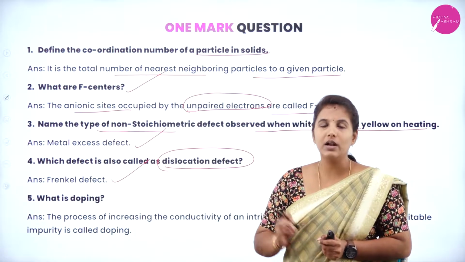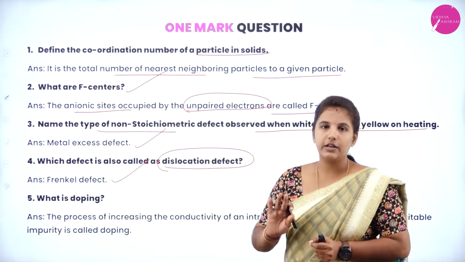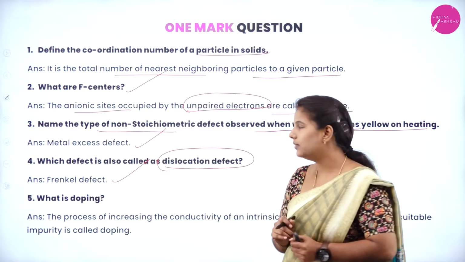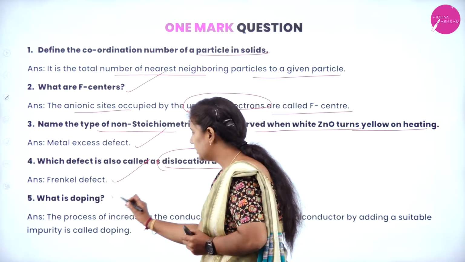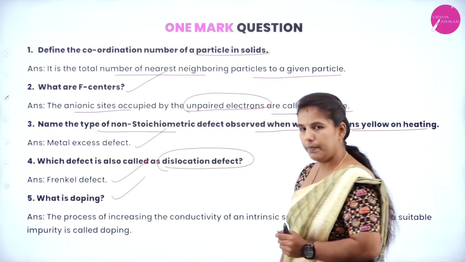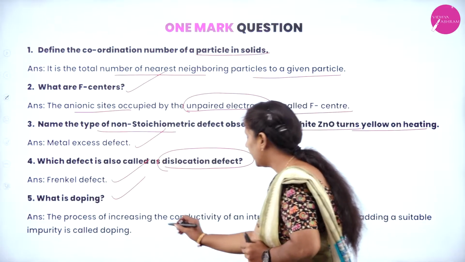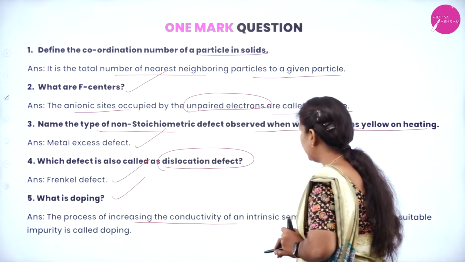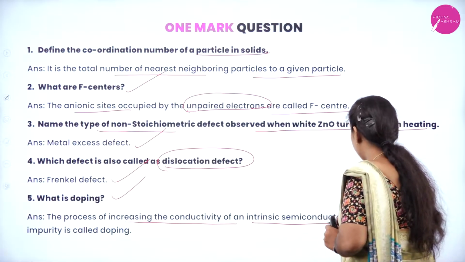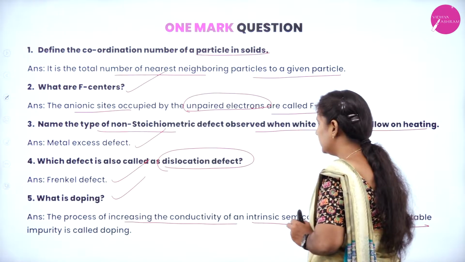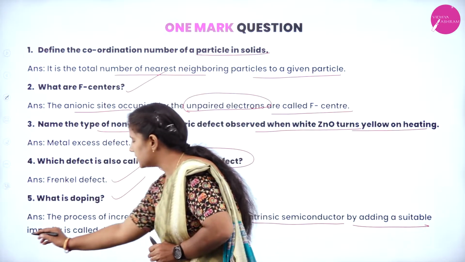That is known as what? Dislocation defect, or it is known as what? Frankel defect. Next question is, what is doping? Doping is a process of increasing the conductivity of an intrinsic semiconductor by adding suitable impurities.